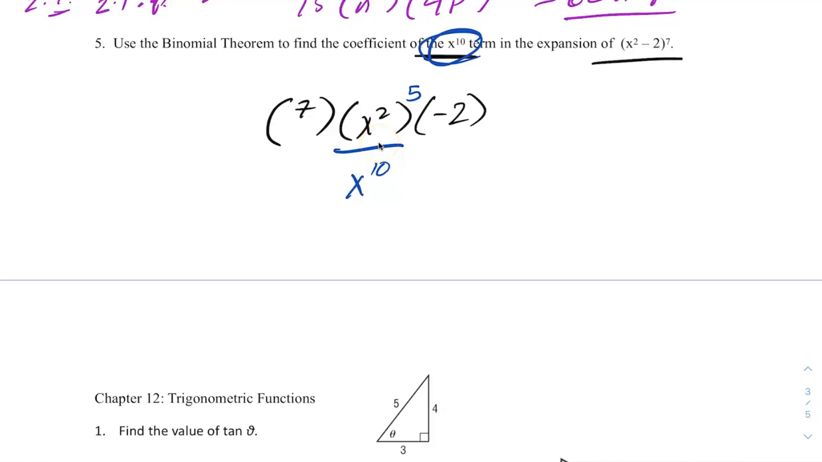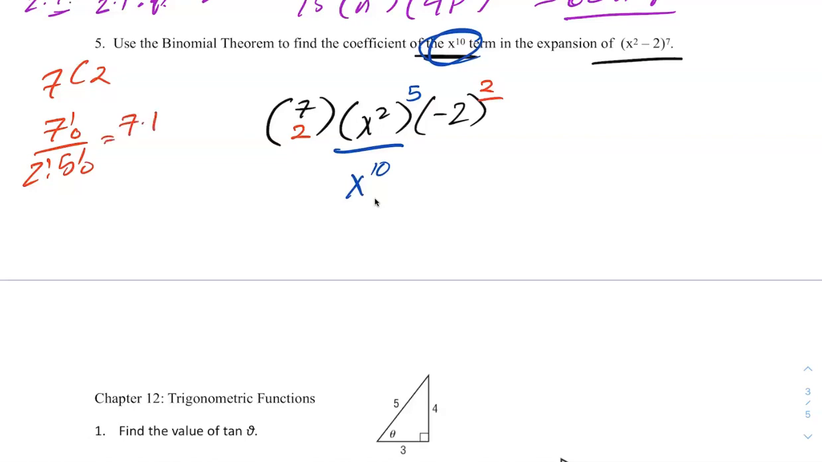Once I know that's 5, everything else just works out, right? So this power plus this power has to equal 7, so it makes this 2. And if that's a 2, right there's a 2. Now what I gotta do now is simplify the rest of this. 7C2, I'm going to just do it by hand this time. So 7 factorial over 2 factorial, and subtract them, 5 factorial.